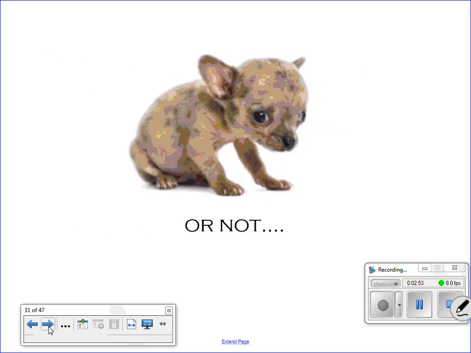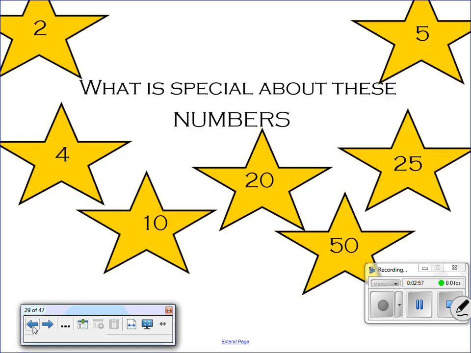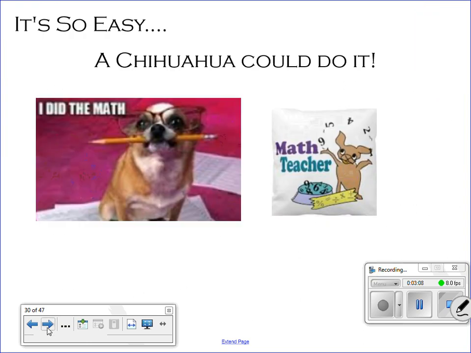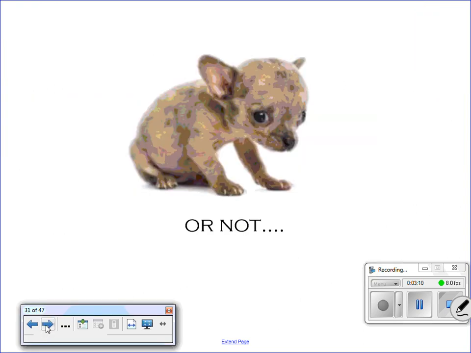Or maybe not. That chihuahua looks really scared. But a chihuahua couldn't obviously do this. But I want you to realize it is simple. All these numbers either go into a 10, 100, 1,000. Guess what? They could even go into 10,000 or 100,000.